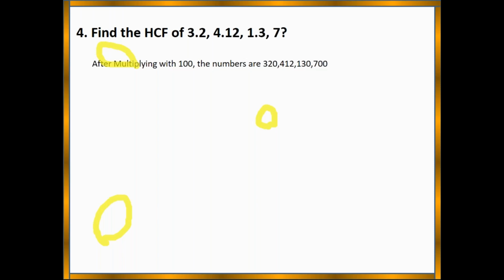If they give 3 numbers or 4 numbers, by using the division method, you can go with any one of the methods, no problem. Whatever method is easy for you, you can go ahead. The answer should be the same. We can divide only 2 numbers at a time. I can divide only 320, 412 first. 320 is the smaller number. It is a divisor for 412.